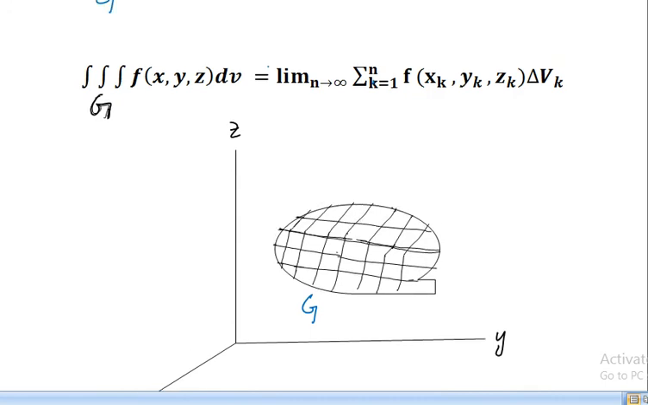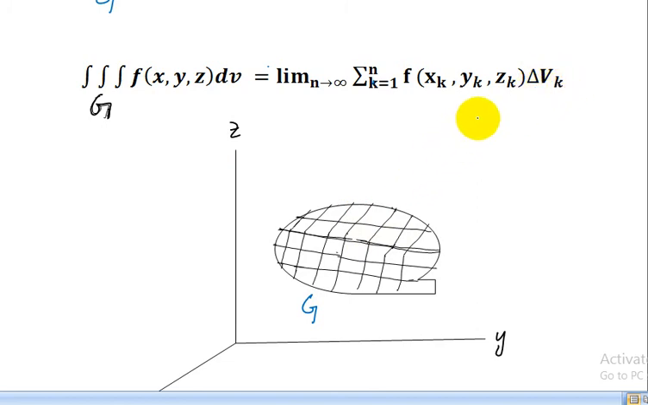Now triple integral over the region G for function f is equal to limit n approaches infinity, summation k starting from 1 to n, f of x k, y k, z k del V k. Here, in order to evaluate triple integral, the solid region is divided into sub-regions as shown in figure. When n approaches infinity, this sum is equal to integration over the region G for the function f.